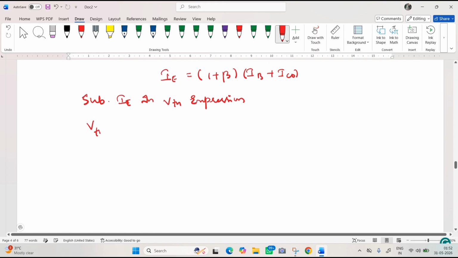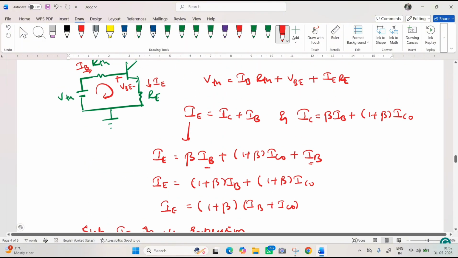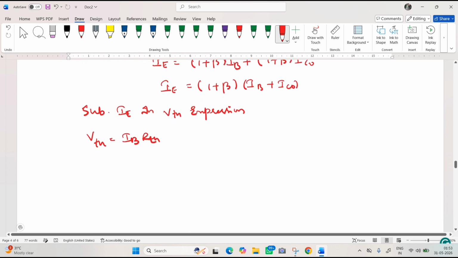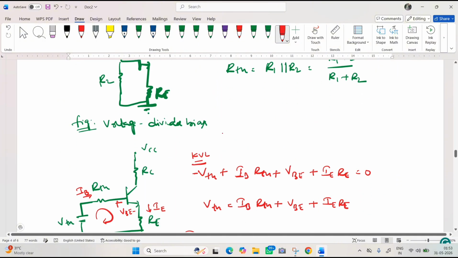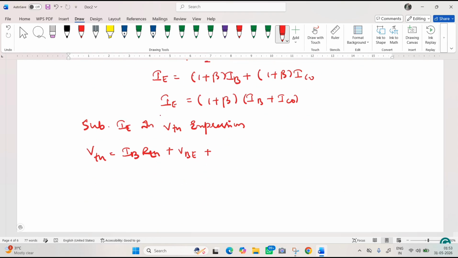VThevenin will be equal to IB into RThevenin plus VBE plus IE into RE, right? IE into RE. This one. Let me write it again here, otherwise it gets confused. IE into RE. Now from this, let me substitute this IE value over here.